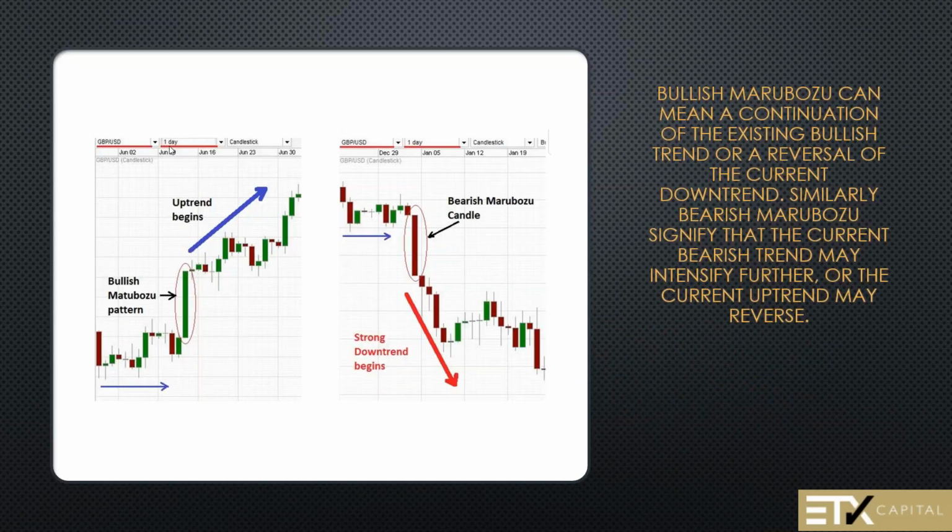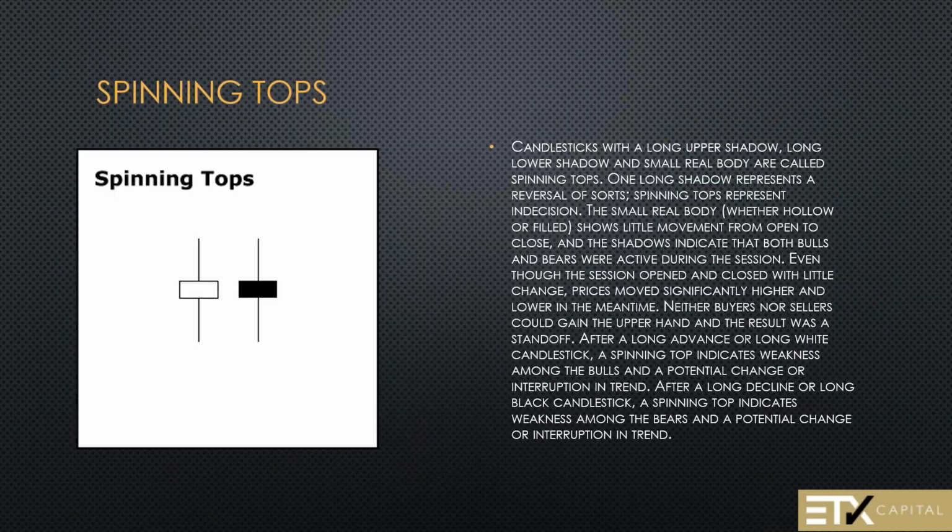But to understand what that Marubozu is actually telling you, you have to look at it in connection to the trend. A green Marubozu or a white Marubozu appearing at the end of a downtrend tells you it's about to reverse and become an uptrend, and it's going to have a very strong uptrend. So it can be a continuation of the existing bullish trend or a reversal of the current trend.